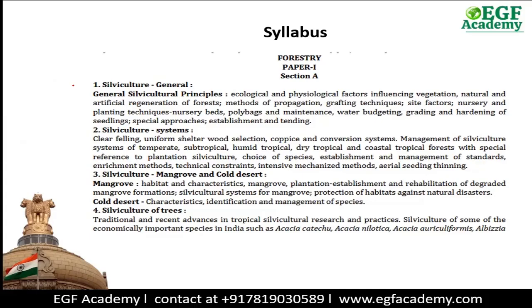So now I will teach you unit 1, that is silviculture general. Paper 1 section A has 4 units. They are about silviculture. First is silviculture general, second is silviculture systems, third is silviculture of mangrove and cold desert, and fourth is silviculture of trees.